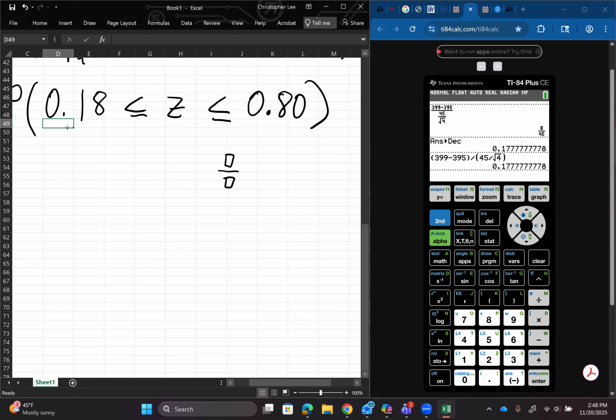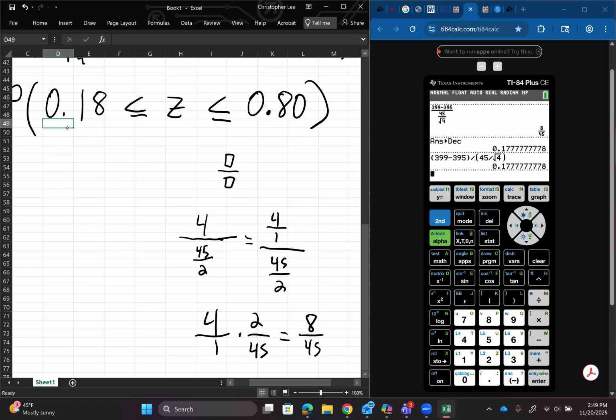So on the top you got 4, right? What's the square root of 4? It's 2, right? So then remember how we do our fractions: keep, change, flip. Remember that this is like 4 over 1, over 45 over 2. Keep change flip. So that's 4 over 1 times 2 over 45. 4 times 2, that's 8 over 45. And then you can do the long division after that.